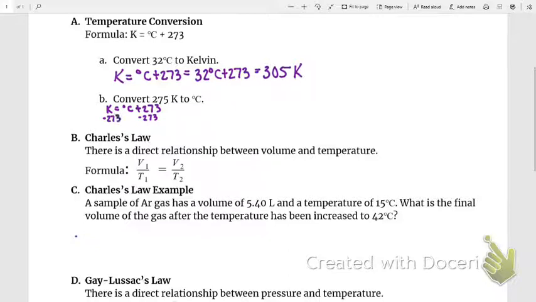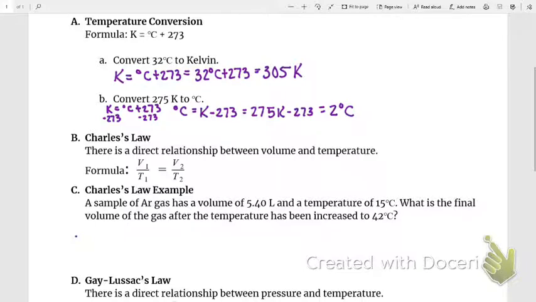So in order to rearrange that, if you wanted to go to degrees Celsius from Kelvin, you take your Kelvin temperature minus 273. So in this problem, you're given a temperature of 275. So you subtract the 273. So you have a positive 2 degrees Celsius. So again, temperatures must always be in Kelvin using that addition of 273.